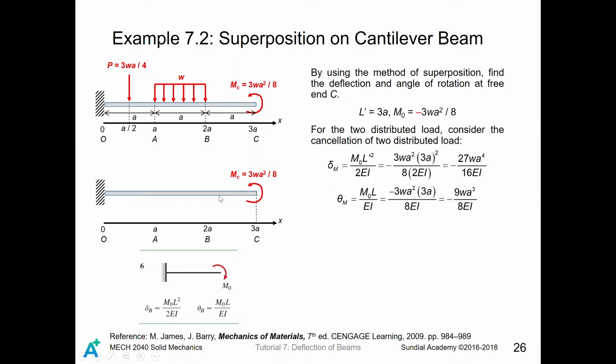Finally, we talk about the moment, but still the things are rather similar, except that we know in the table M0 is positive in this direction, but here the moment is counterclockwise. So M here will become minus. So here there is a minus sign in front, and after substituting the moment inside, we will get delta M and theta M.